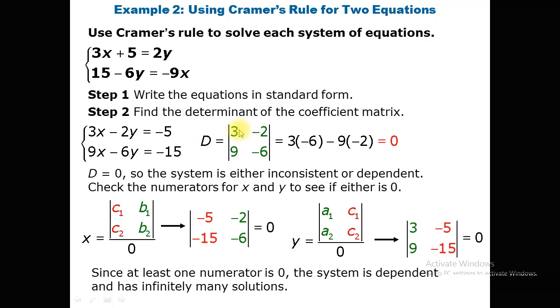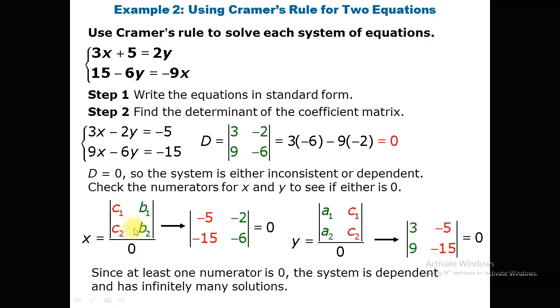This is the coefficient matrix, and it contains the entries 3, minus 2, 9, minus 6. The determinant of this coefficient matrix is 3 multiplied by minus 6 minus 9 multiplied by minus 2. 3 times 6 is 18, and 2 times 9 is 18. Minus 18 plus 18 is equal to 0. So dear students, since in this system the determinant of the coefficient matrix is 0, the system is either inconsistent or dependent. Check the numerators for x and y to see if either is 0.